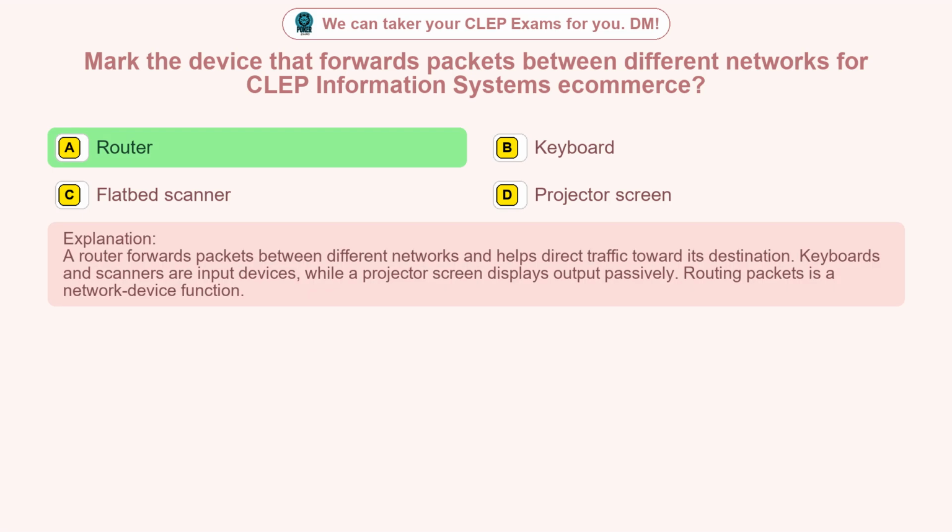A router forwards packets between different networks and helps direct traffic toward its destination. Keyboards and scanners are input devices, while a projector screen displays output passively. Routing packets is a network device function.